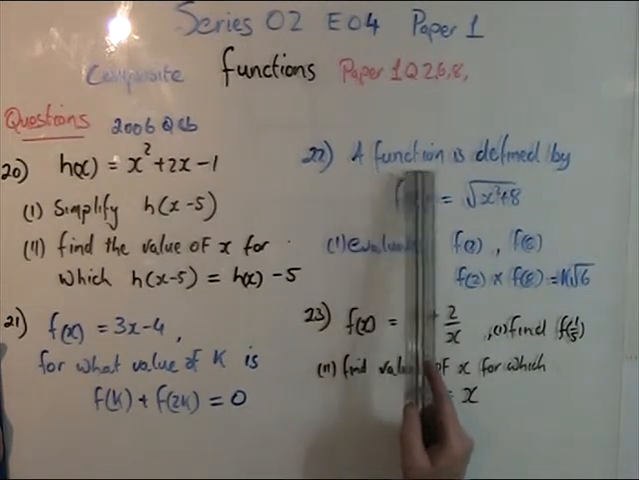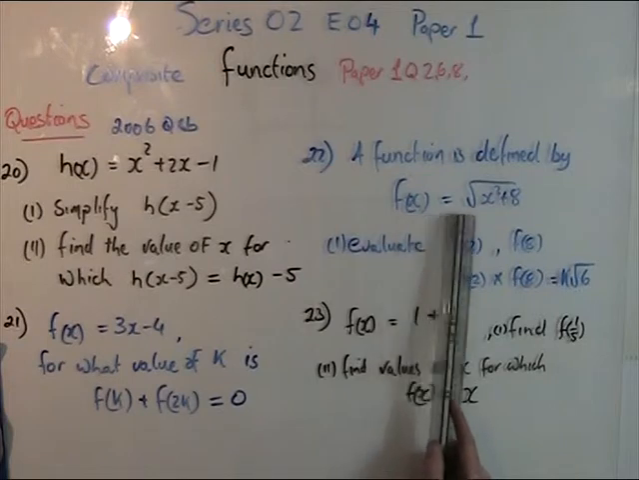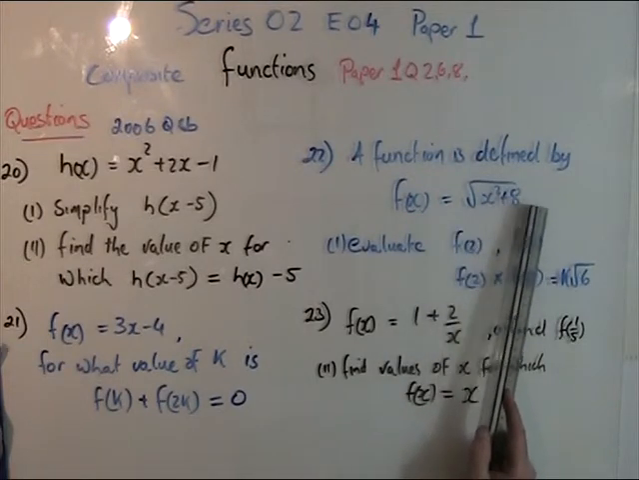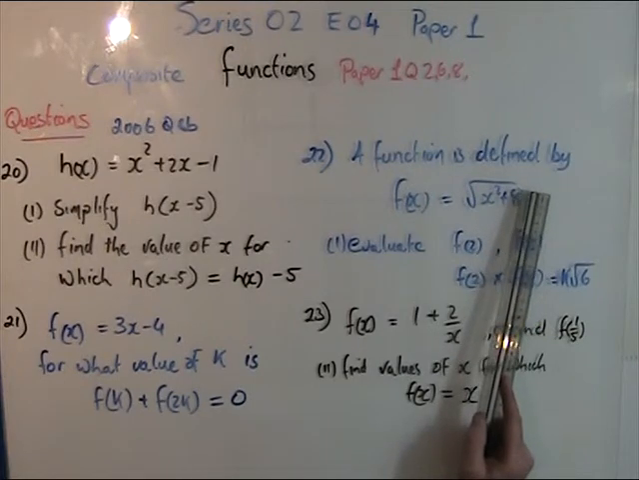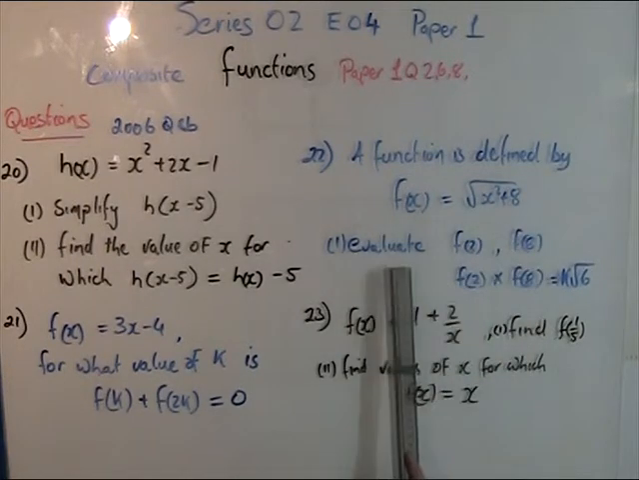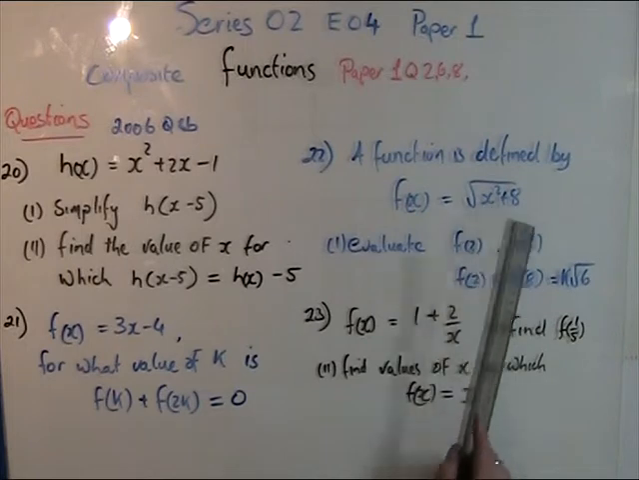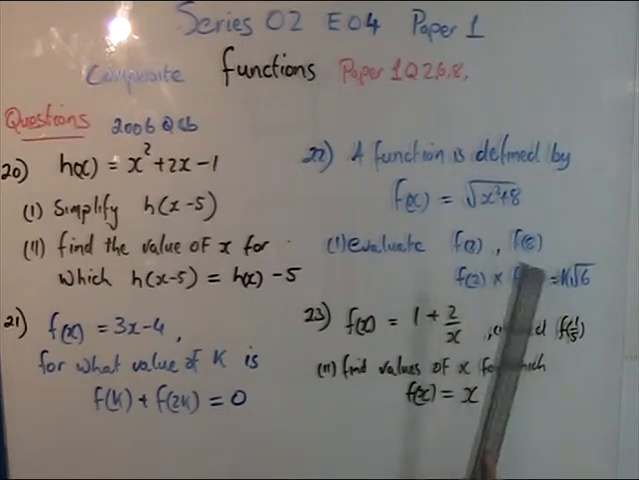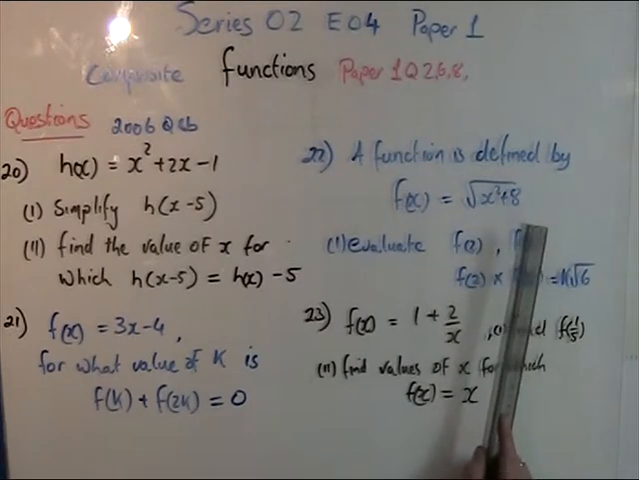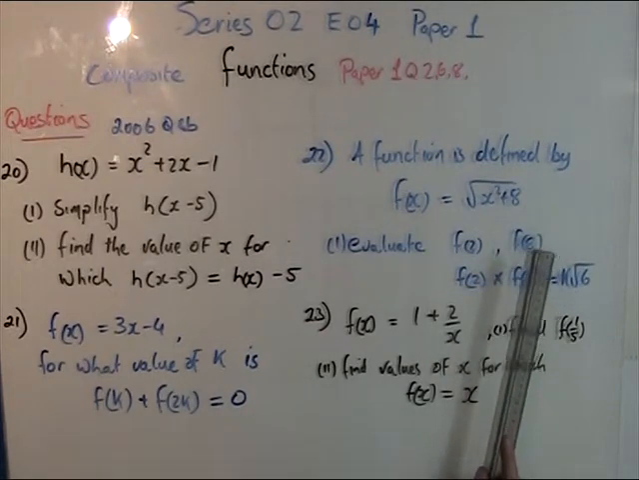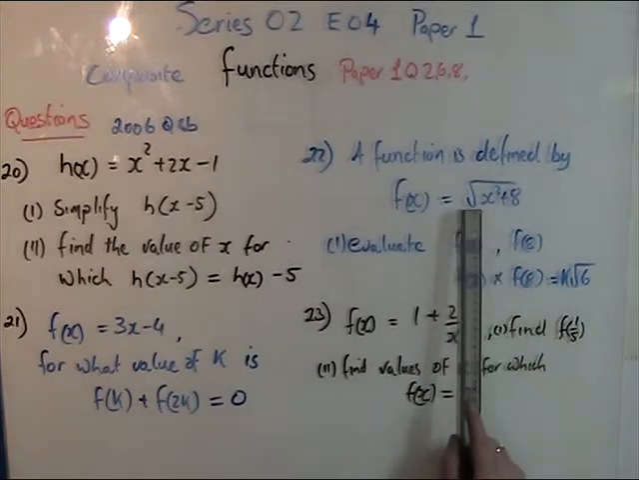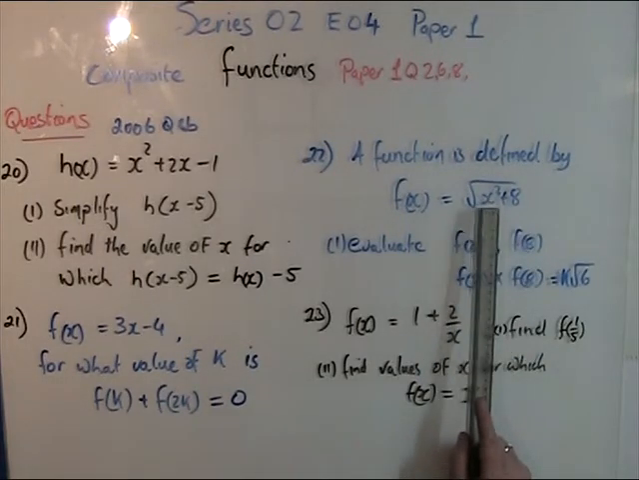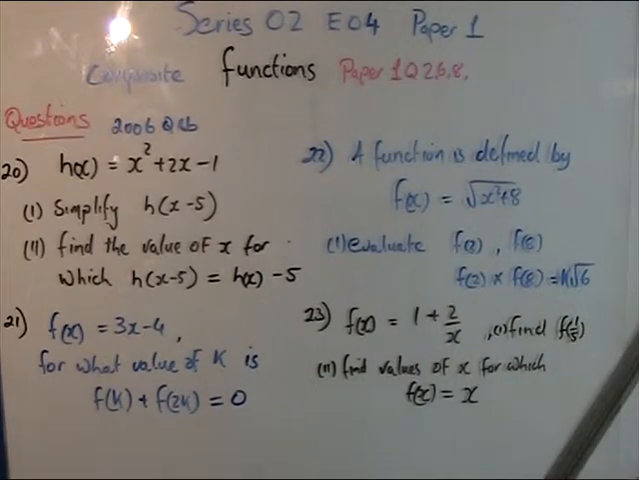Question 22. A function is defined by f of x is equal to the square root of x squared plus 8. Now the 8 is included in that. Evaluate f of 2, so you put 2 in for x. Evaluate f of 8, you put in 8 for x and you see what you get. You remember these from surds.